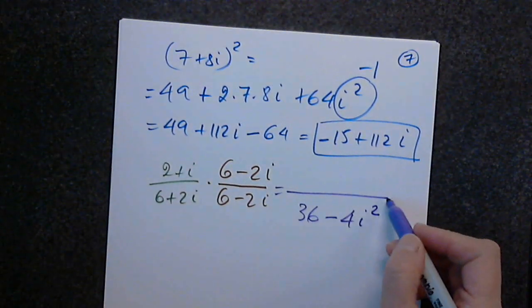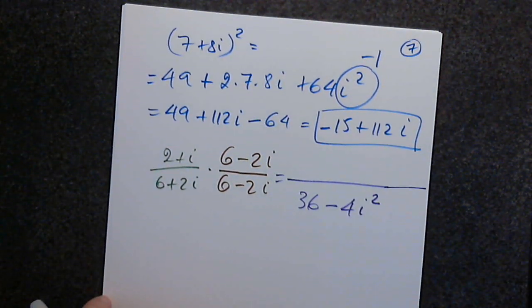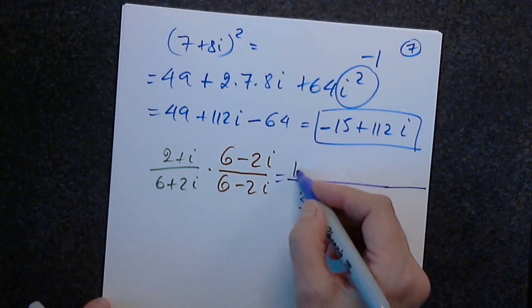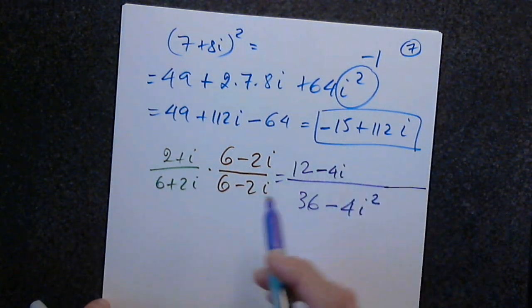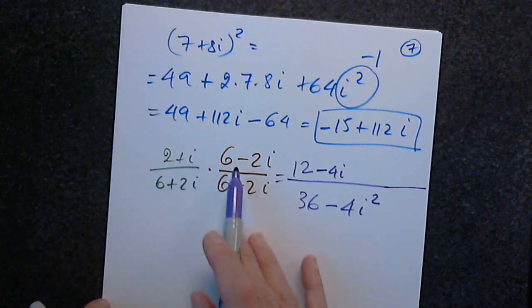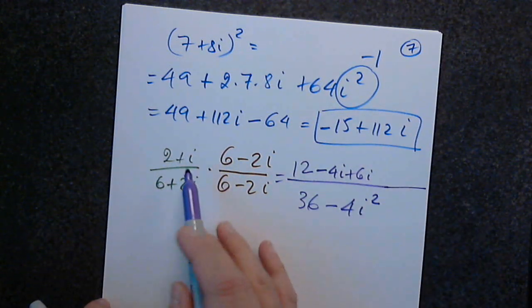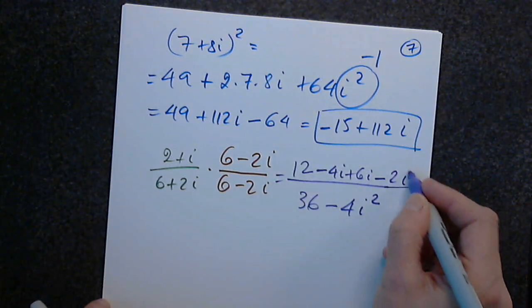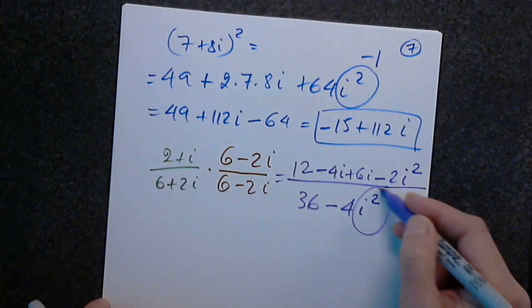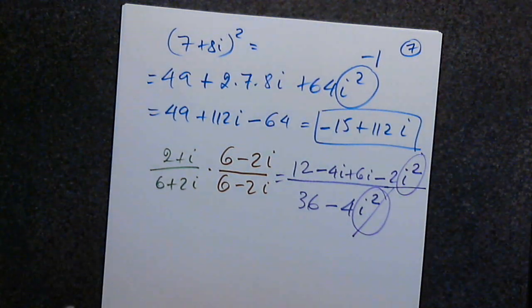But the numerator has to be FOILed. We have no choice here. So 2 times 6, 12. 2 times negative 2i, minus 4i. 6 times i, plus 6i. Positive i times negative 2i is negative 2i squared. This has to be replaced. This has to be replaced. Both have to be replaced by negative 1.